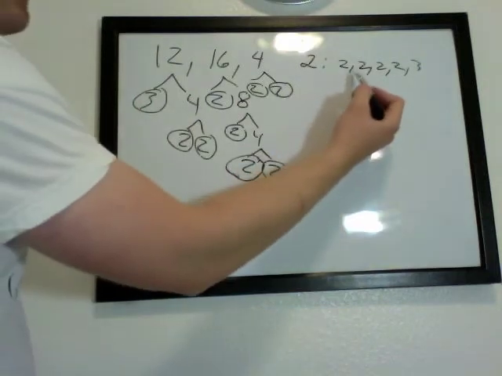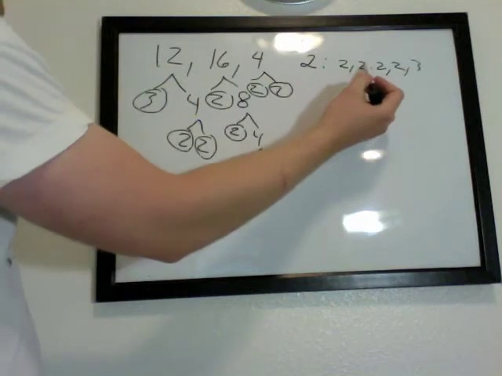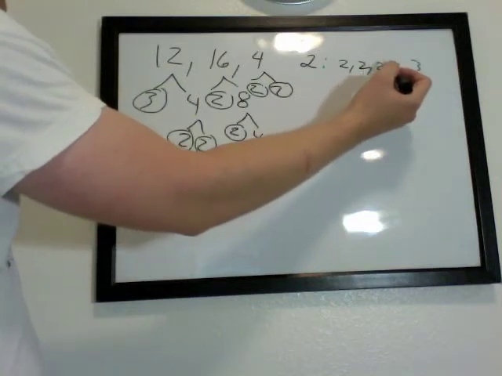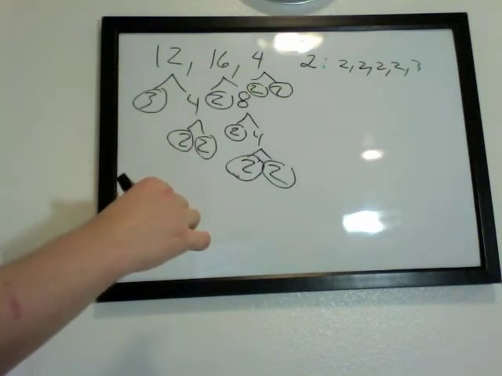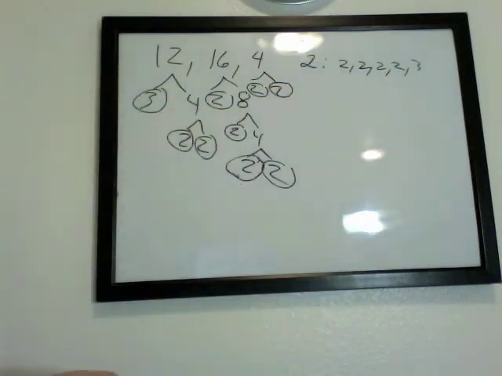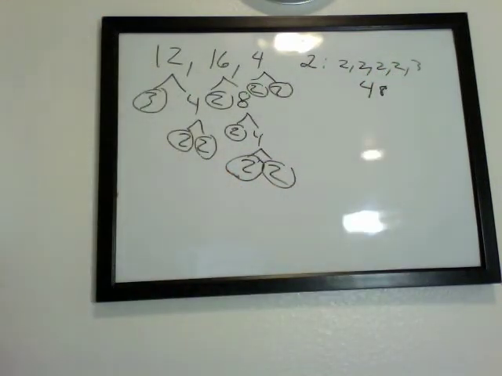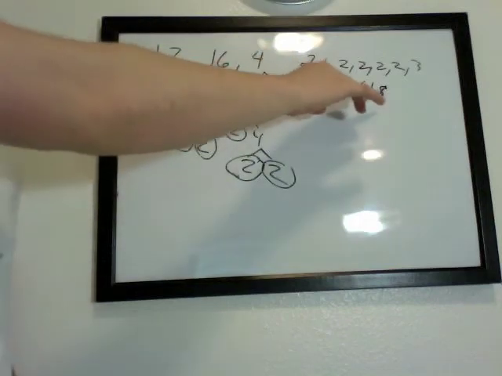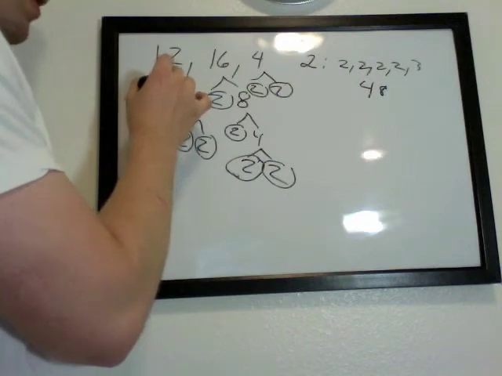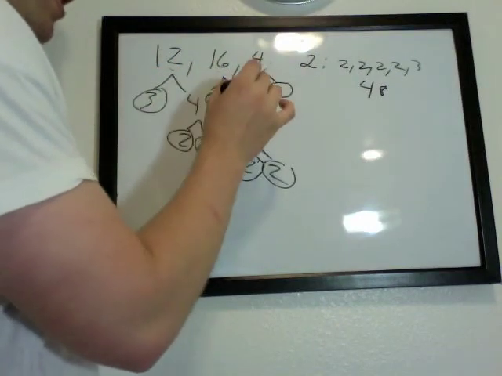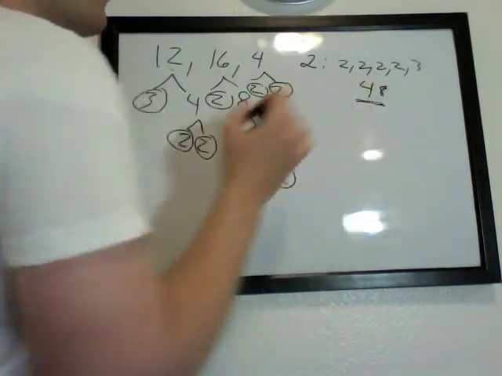So you multiply all these ones together. So 2 times 2 is 4. 2 times 4 times 2 is 8. And 8 times 2, 16. 16 times 3 is 48. All 3 numbers, they have a 48 in common. That's the least common multiple. So if you took the multiples of 12, multiples of 16, multiples of 4, the least one that they have would be 48.